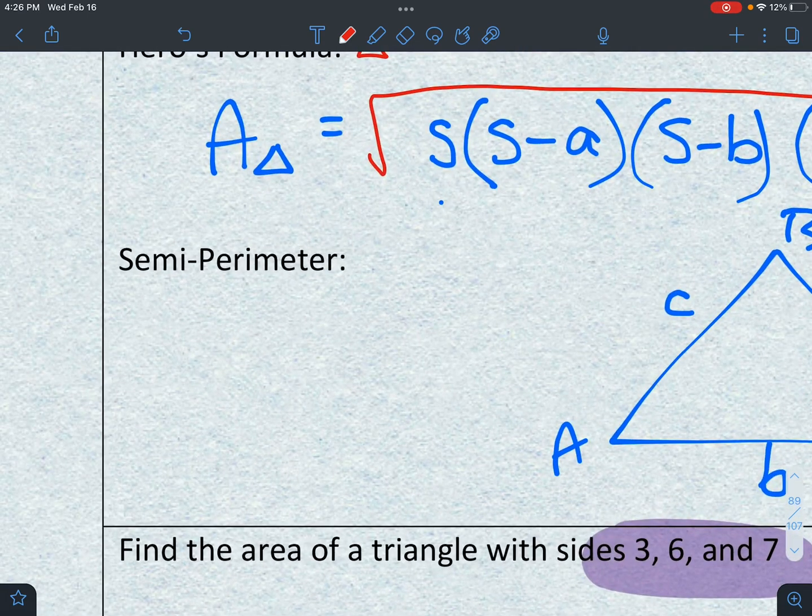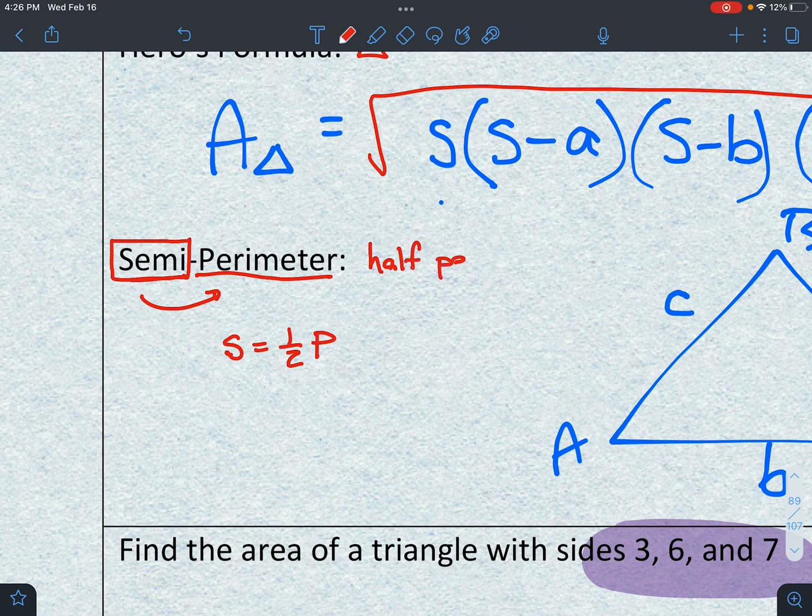First of all, semi-perimeter. Well, you know the perimeter is the distance around. The semi is a vehicle with 16 tires on it. Just kidding. It's just half a perimeter. So S is equal to 1/2 of P, P being the perimeter. All right? Half of P.